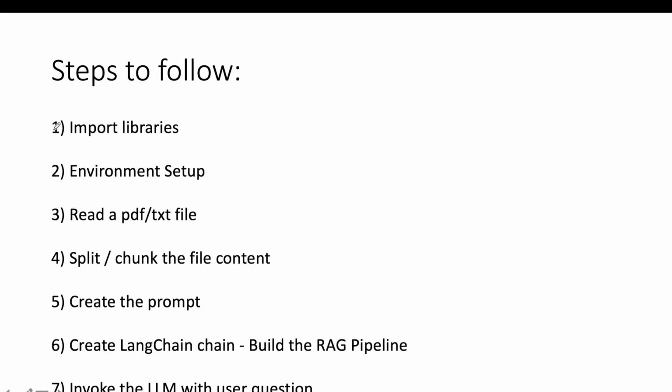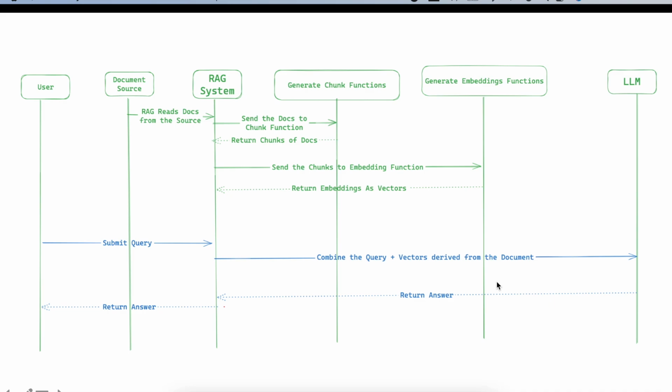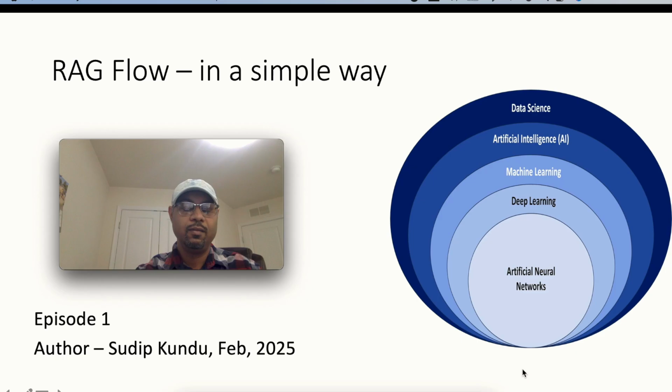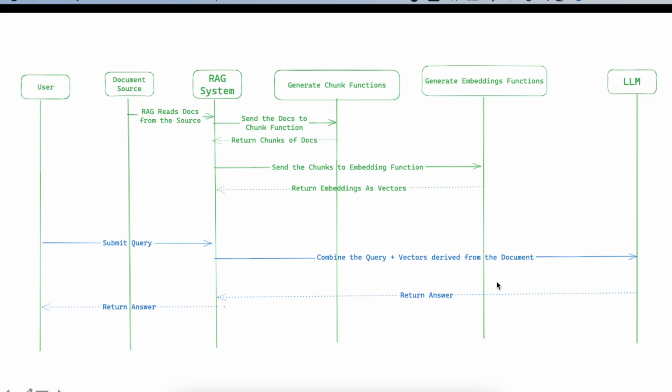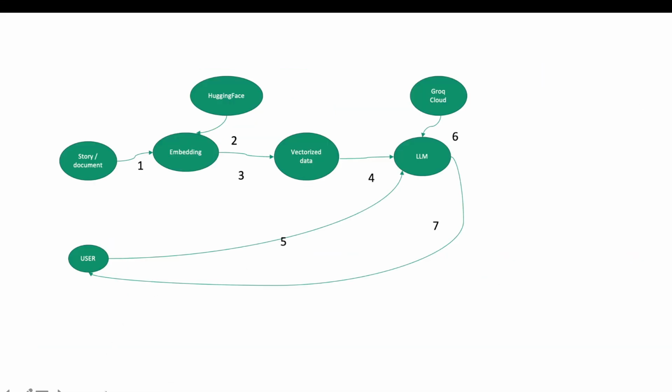So the following steps we will follow. The first one is to import libraries. So let's go hands-on and see. Here this is the basic flow: the user will use the RAG system, connect with the LLM to generate and get the response back. We'll go into a much simpler form before we code. So this is the starting point.